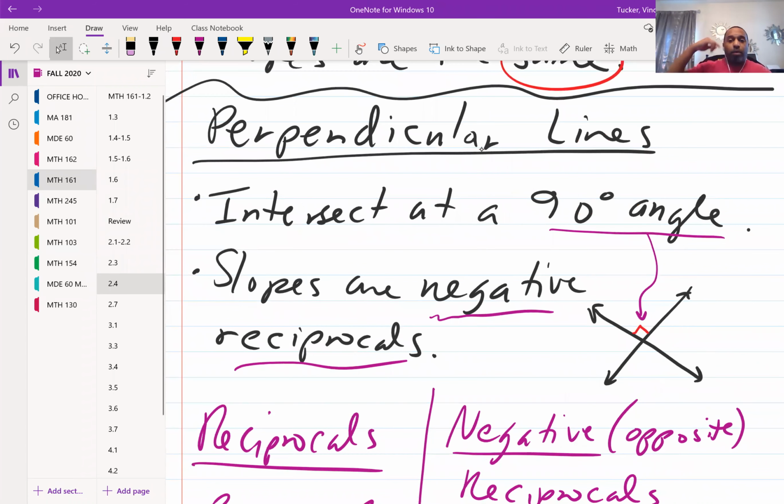So that's perpendicular lines: they intersect at a 90-degree angle, and their slopes are negative reciprocals. You can never assume that you have perpendicular lines somewhere. It has to be stated somehow, some way. In other words, that 90-degree angle can never be assumed. There has to be either some directions or that symbol that lets you know you have 90 degrees there. So once again, you can never assume that you have a 90-degree angle.